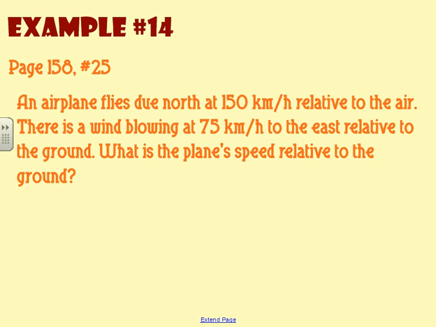Example 14 is slightly different than the past two. In this one, you'll notice that we have some directions added in here. An airplane is flying due north relative to the air, 150 kilometers per hour, but there's a wind blowing 75 kilometers per hour east. What is the plane's speed relative to the ground?